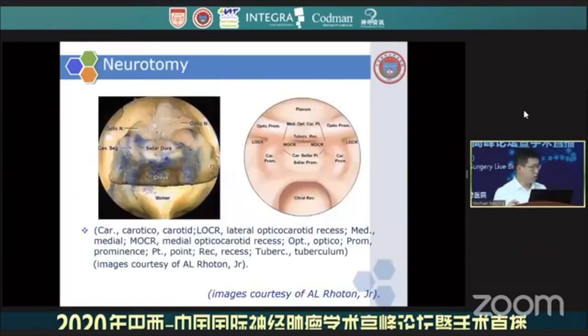So let me show you some anatomy about the sellar region. The medial optic-carotid recess is an important landmark because it represents the ventral aspect of the pneumatized middle clinoid process. It also marks the medial aspect of the paraclinoid carotid canal and the cavernous sinus, the lateral edge of the sella, and the inferomedial aspect of the optic nerve.